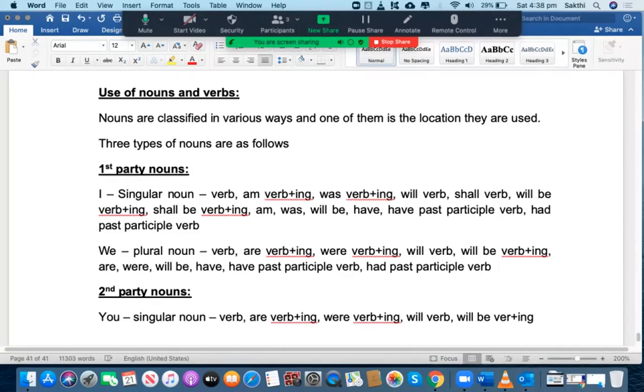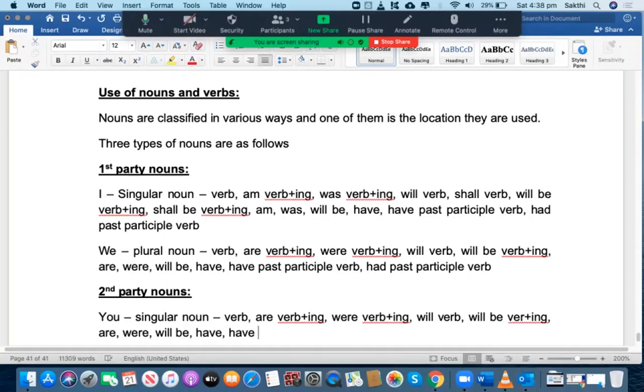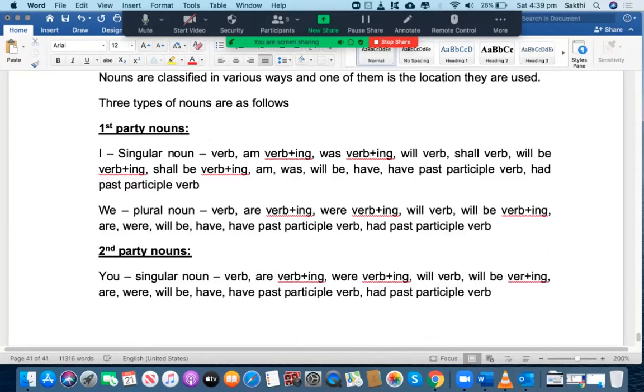So you go with "are", you go with "were", and you go with "will be". You go with "have": you have a car, haven't you? And you also go with "have" and the past participle verb. For example, you have completed your job. And you also go with "had" and the past participle verb. That's the second party singular nouns.